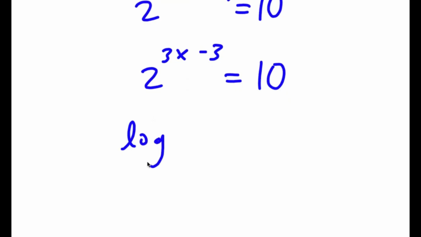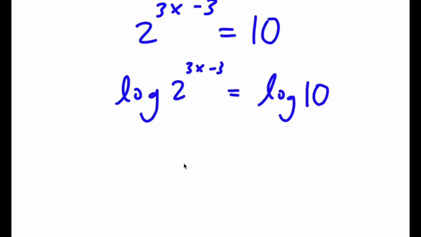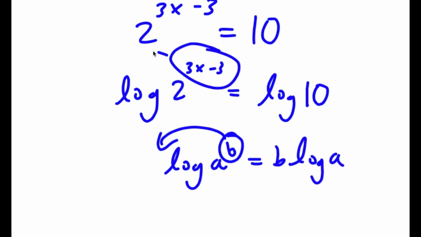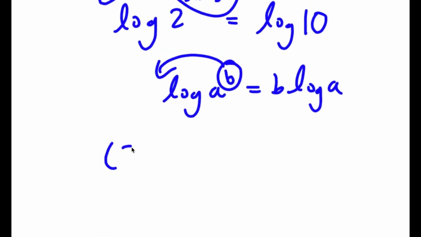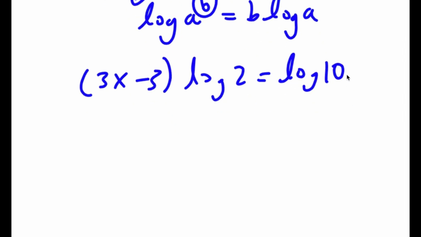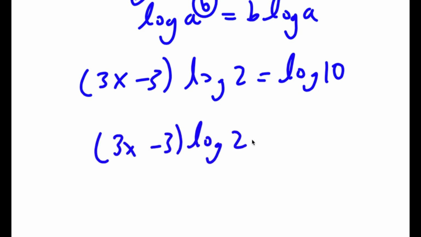Now I'm going to take the log on both sides, so I'll get log of 2 to the power of 3x minus 3 is equal to log of 10. And if I have something in the form log a to the power of b, I can move this exponent b to the front. So this is going to equal b times log a. So in this case, b is 3x minus 3. So if I move this to the front, I get 3x minus 3 times log 2 is equal to log 10. Now, log 10 is actually equal to 1. So now I have 3x minus 3 times log 2 is equal to 1.